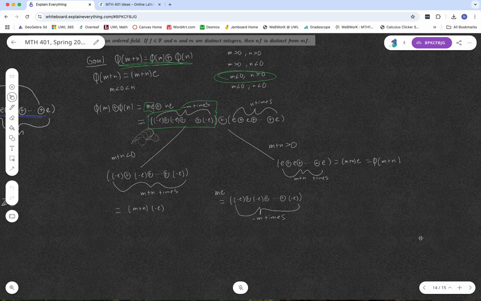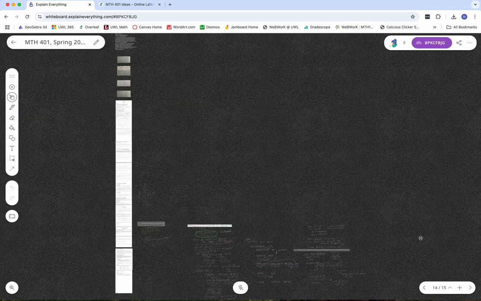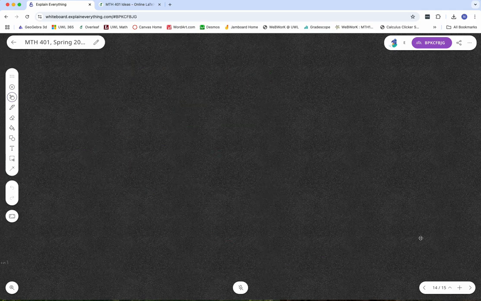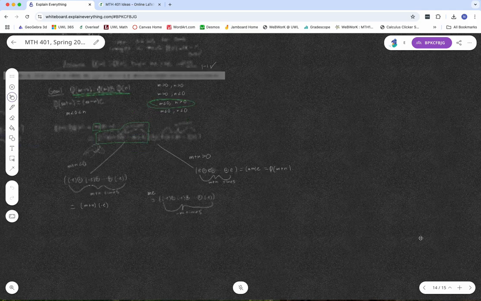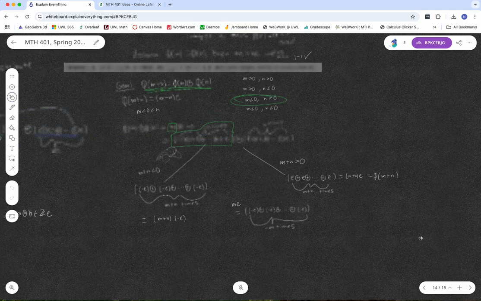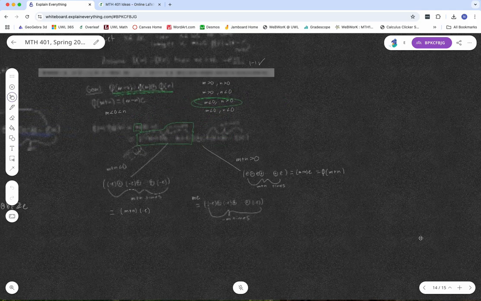But why is it not working out? M is negative. N is positive. All right, so then I'm just going to restart. I got stuck, and I just need to restart.